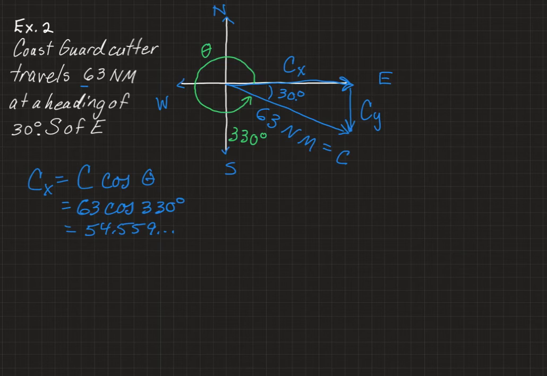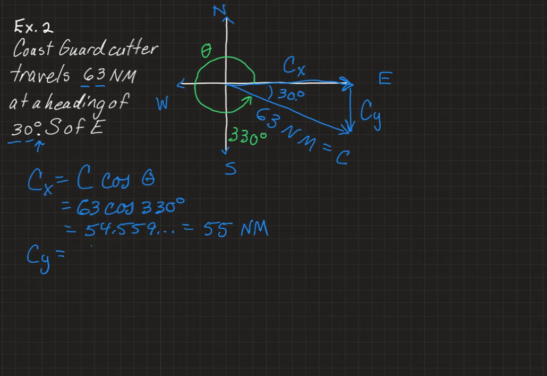Our original numbers each had 2 significant digits. Notice the decimal point there. So we will report this as 55, and we're looking at a displacement, a length, so the unit will be nautical miles. Let's do the vertical component.